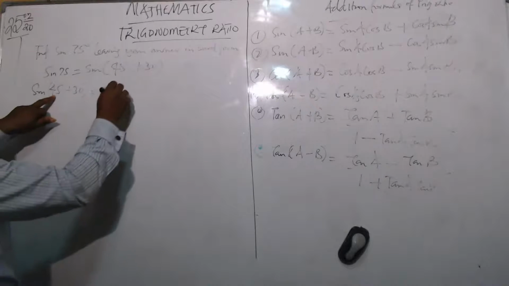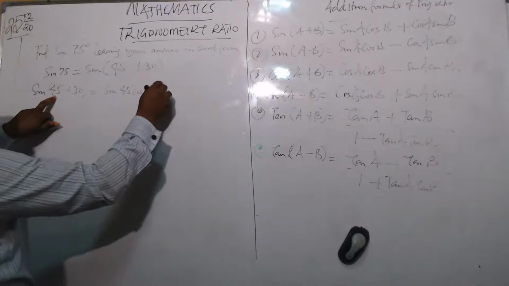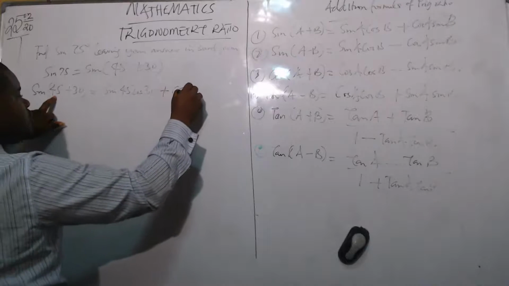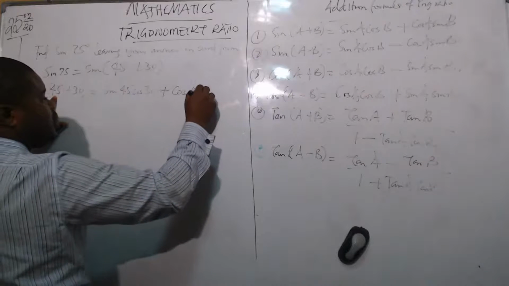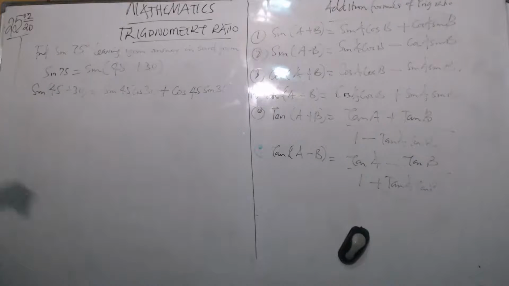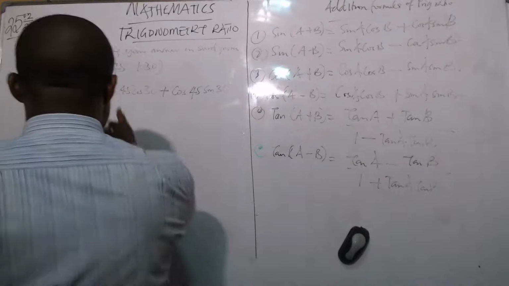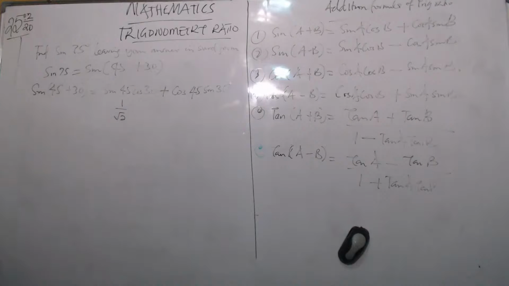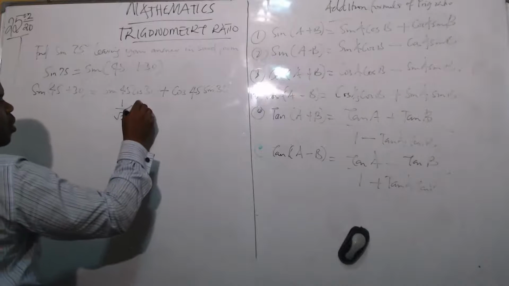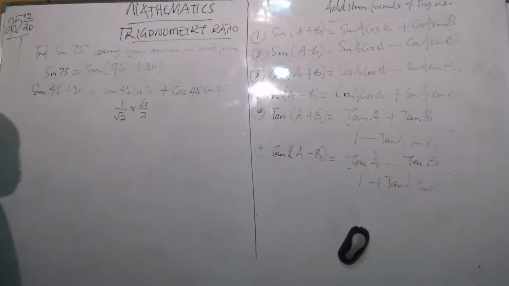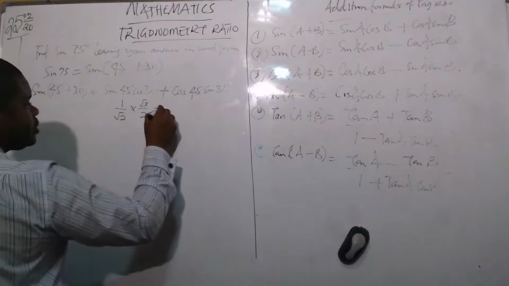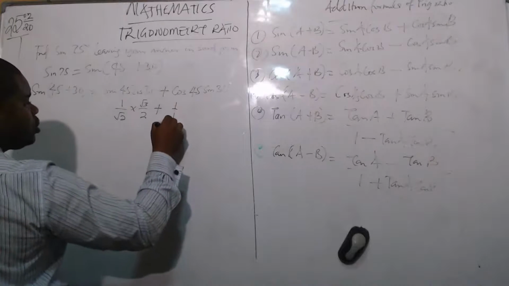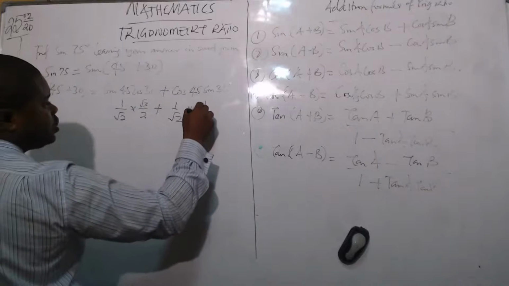So I'm going to have sine now. The first one there is sine 45 cos 30 plus cos 45 sine 30. Then go back again to the formula we did before. Sine 45, you remember we said before 1 over root 2, multiplying cos 30, we're going to have root 3 over 2. Plus cos 45, we have 1 over root 2 times sine 30.